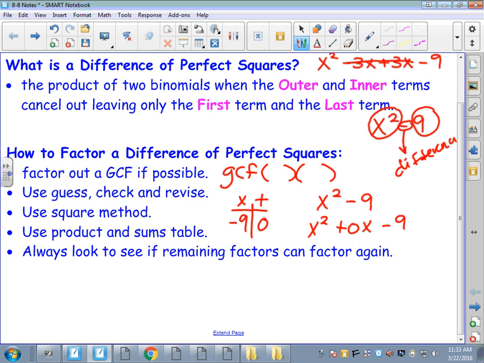And what you're going to find is that in order to get a negative product, you're going to have a positive and a negative. And in order to get it to equal 0, they're going to be opposites of the same number, 3 and negative 3, or 5 and negative 5. You always look for more factoring. Because this type of factoring is so simple, they're going to complicate it by making you take a GCF out or factor again. So always look for more factoring.